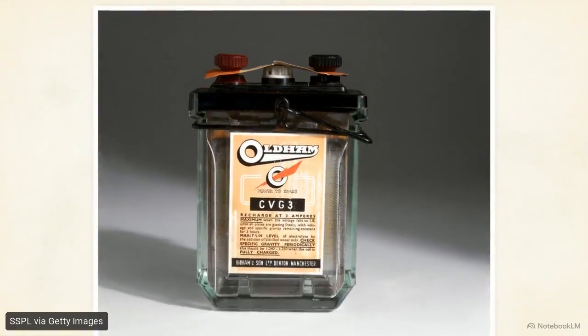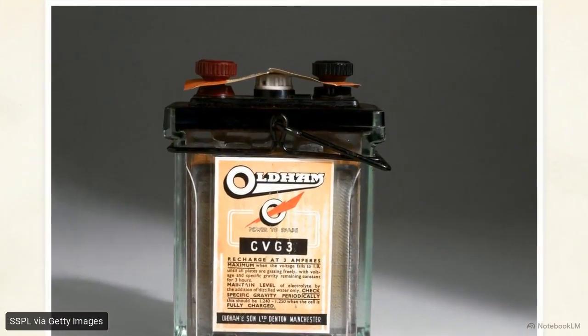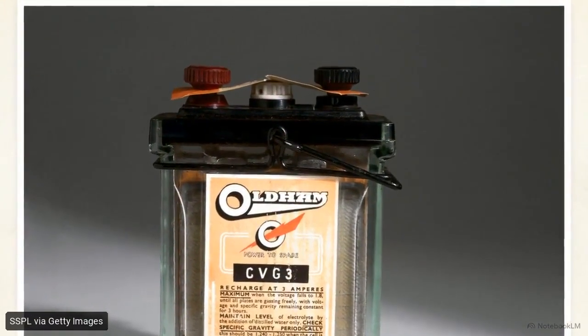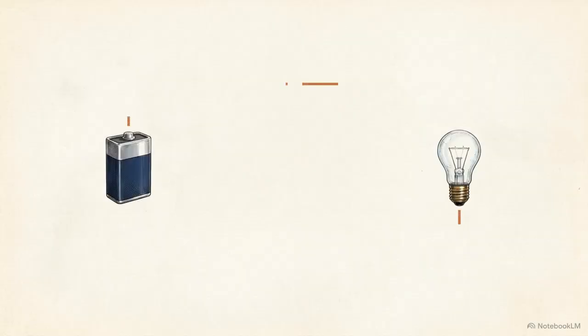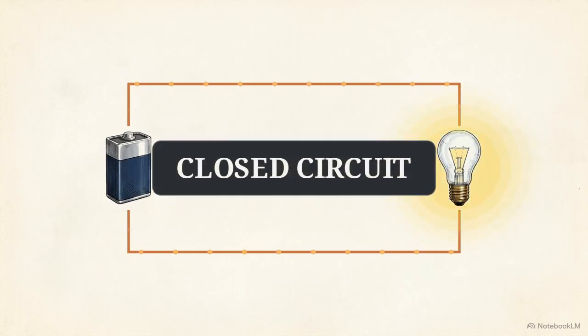It all begins at the power source. This is the origin point of electrical potential, creating the pressure needed to push electrons through a system. The electrons must have an unbroken, continuous route out from that source, through the load, like a motor or a light bulb, and straight back. We call this a closed circuit.